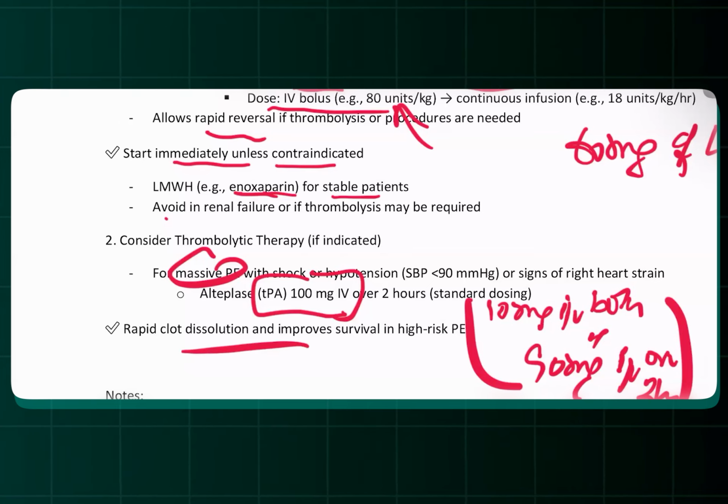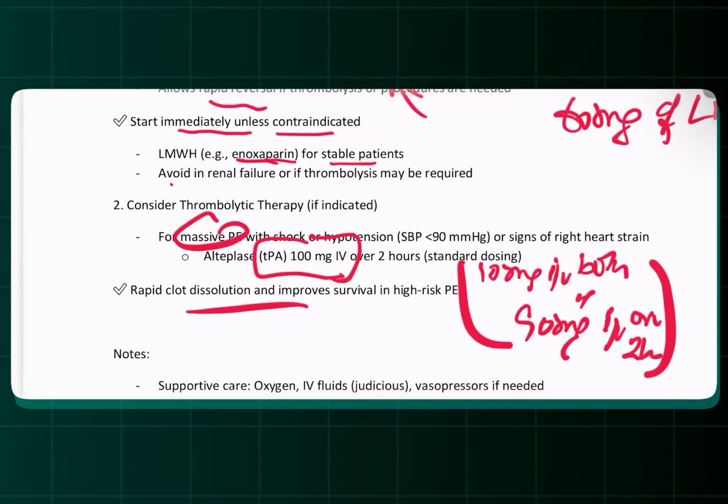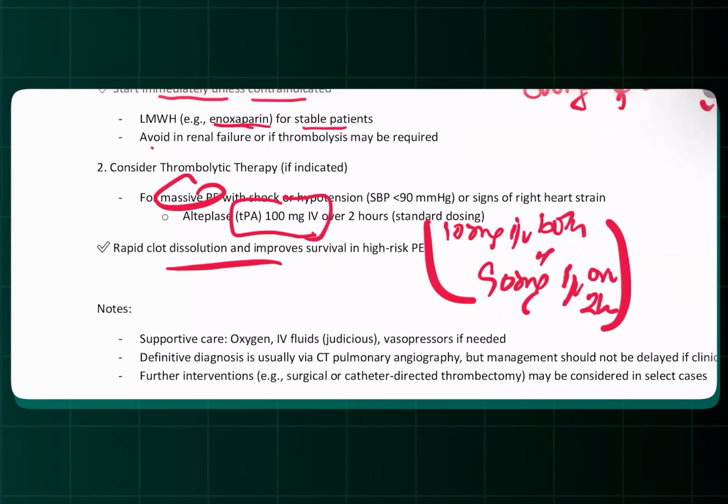Rapid clot dissolution and improves survival in high risk PE. I don't know how many patients you must have also saved using TPA. Supportive care, of course, oxygen, IV fluids. Judicious IV fluids are to be given because this is classified under acute lung injuries. So there are chances that if you overload, the patient may go into pulmonary edema of fluid overload.